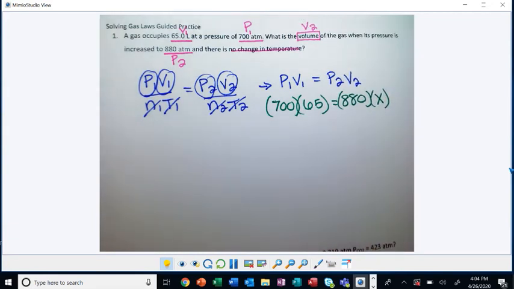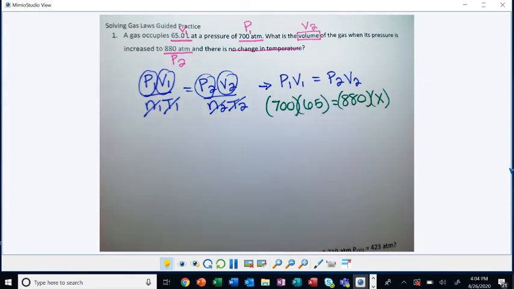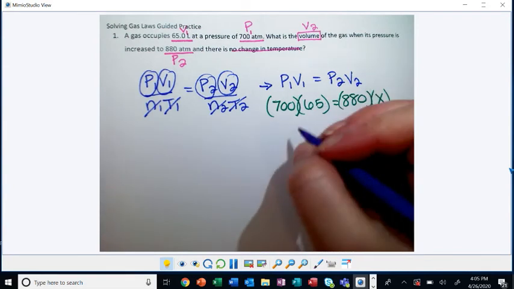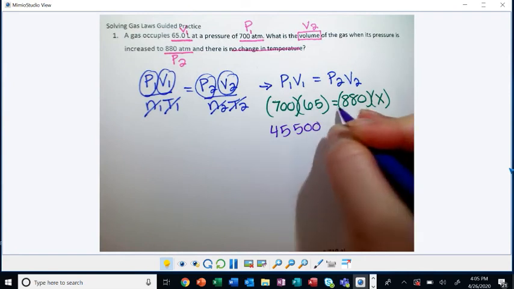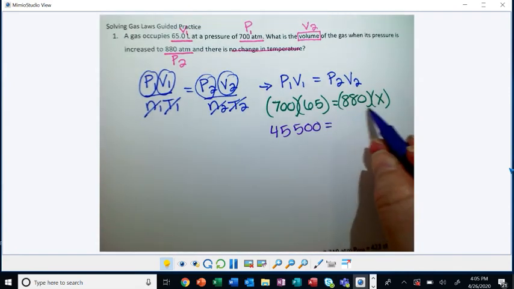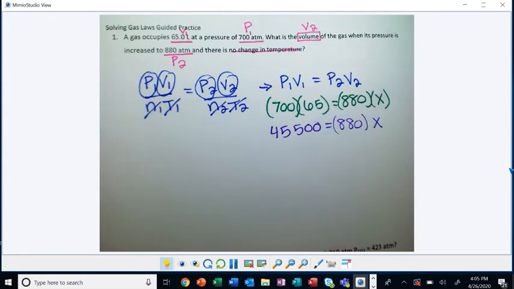Now I'm going to work on solving this problem. So the first thing I'm going to do is simplify what I can. I can go ahead and plug this into my calculator. Remember, anytime it's side by side, that means multiplication. So 700 times 65 gives me 45,500 equals, and I cannot plug this into my calculator, so I'm just going to go ahead and leave it as is.